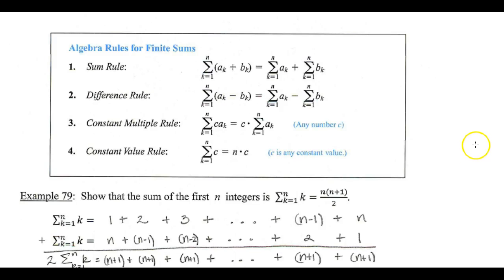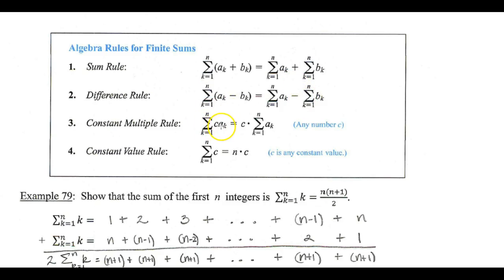Okay, before I do the next example, I just want to show you here the algebra rules for doing sums. So if I have the sum as k goes from 1 to n of a sub k plus b sub k, so these are like two different formulas, the a sub k and the b sub k, I can just break this up into the sum as k goes from 1 to n of a sub k, and then add to that, when I'm done with that, the sum as k goes from 1 to n of b sub k. Likewise, if there's a minus sign, I could do the same thing.